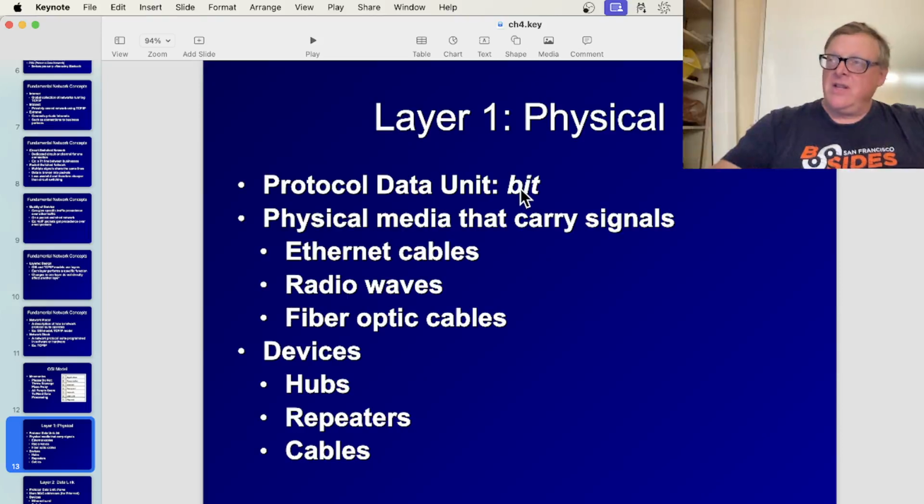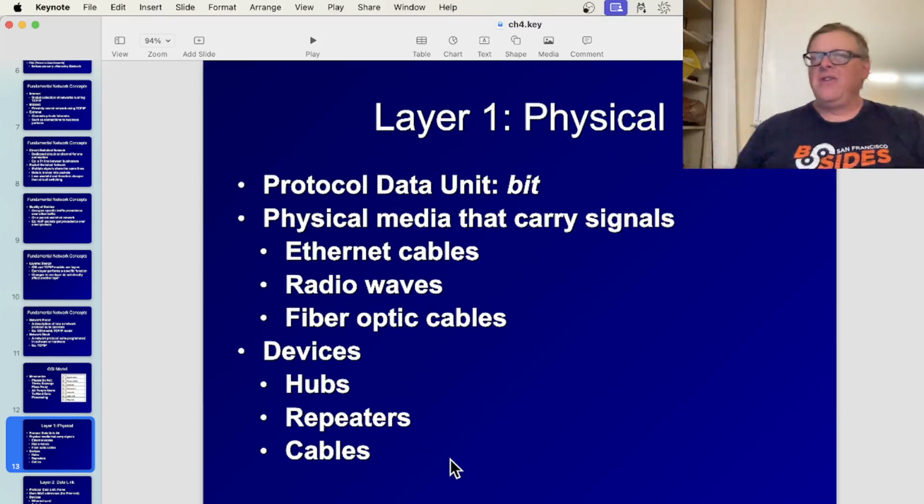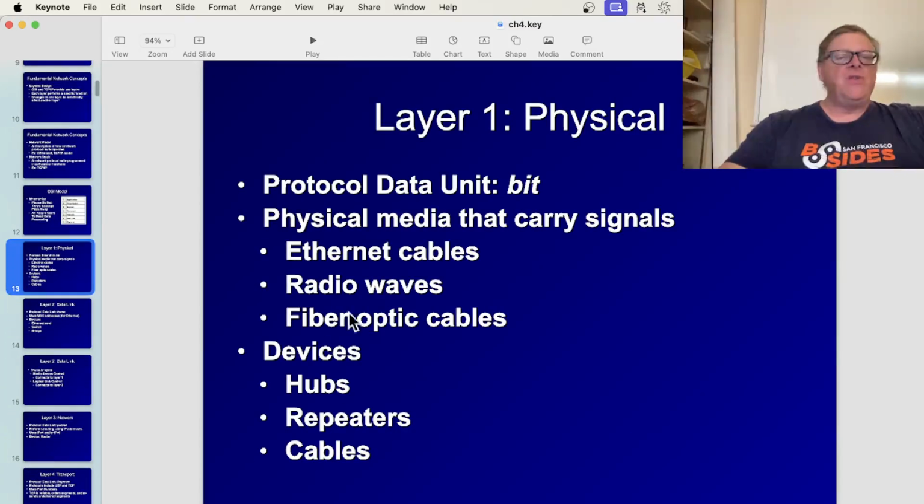So layer 1 is physical. The data is sent in bits. This is things like Ethernet cables, radio waves, fiber optic cables, and hubs and repeaters operate at this level. Hubs and repeaters are devices that might look like switches, but they're not smart. They don't read any address. They simply take in a signal and then repeat it out the other ports. So all they do is transmit it to everybody who isn't the one that sent it to them. That's what hubs do. Repeaters just make the signal stronger again so it can go down a longer length of cable. Those are devices that don't interpret the data at all. They just repeat the data out.